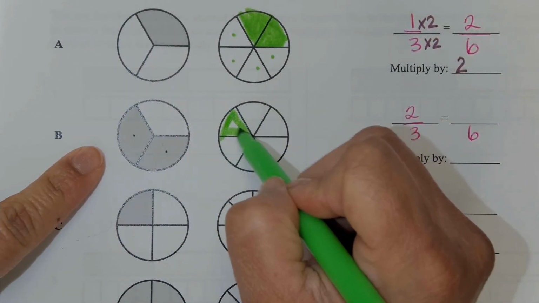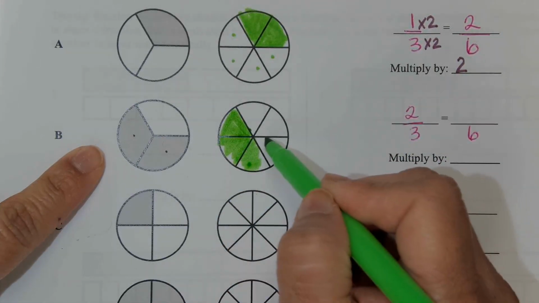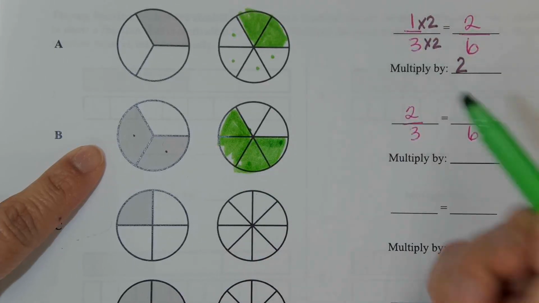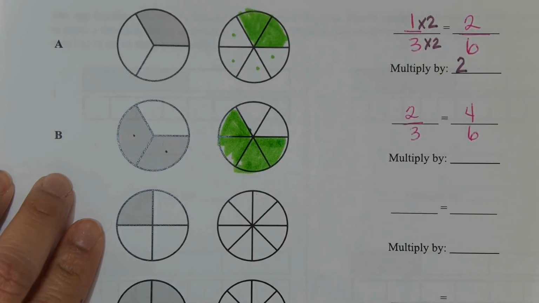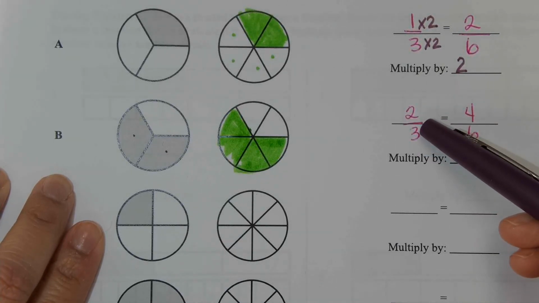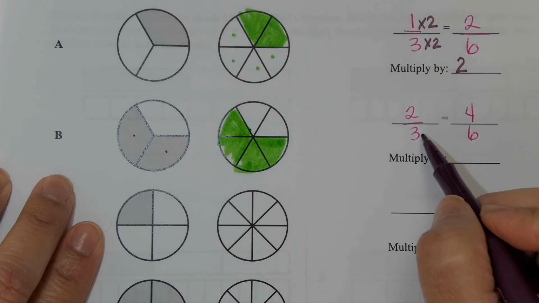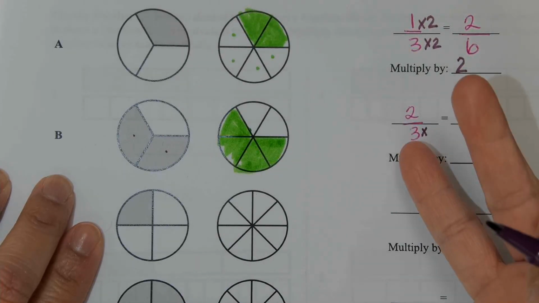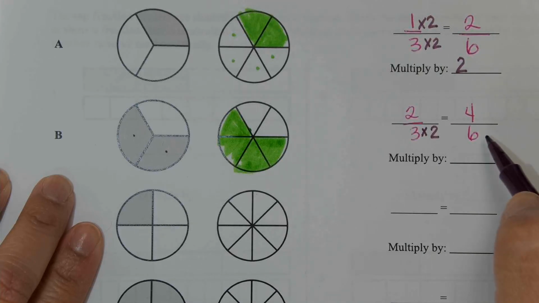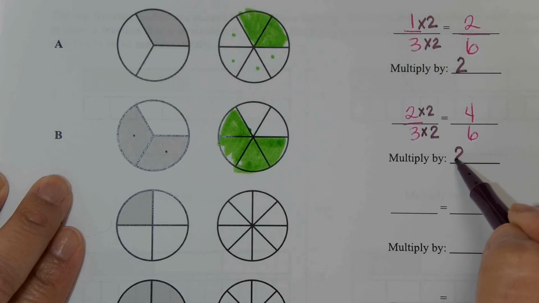Well, we have to shade in 1, 2, 3, 4. 4 out of 6. And again, what can we do mathematically to my numerator and denominator to equal 4/6? Well, we multiply. 3 times what equals 6? 3, 6. 2. So 3 times 2 equals 6, and 2 times 2 equals 4. So here we multiplied by 2.